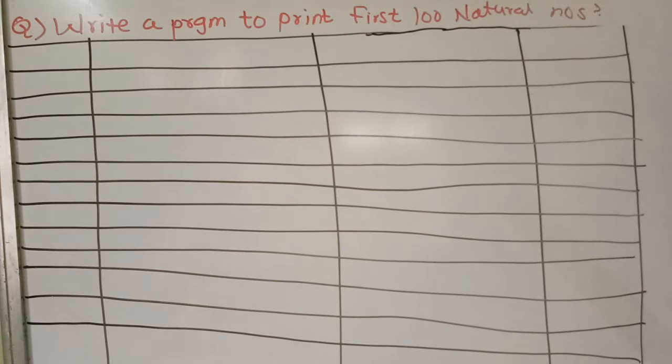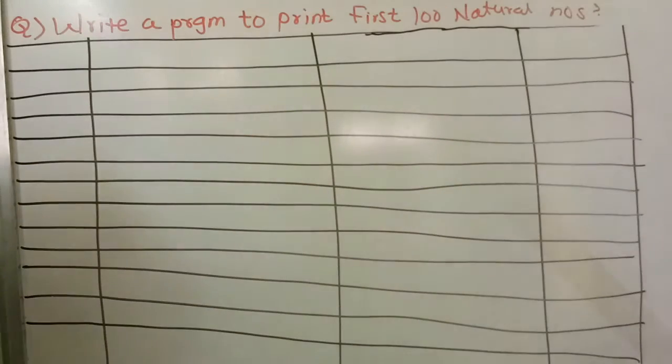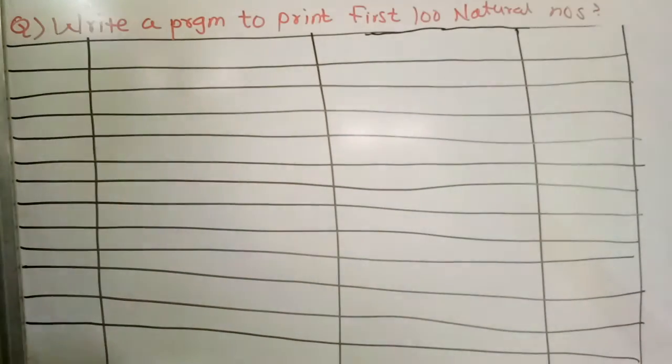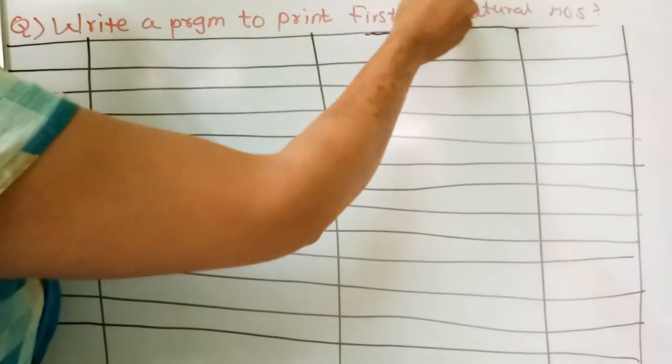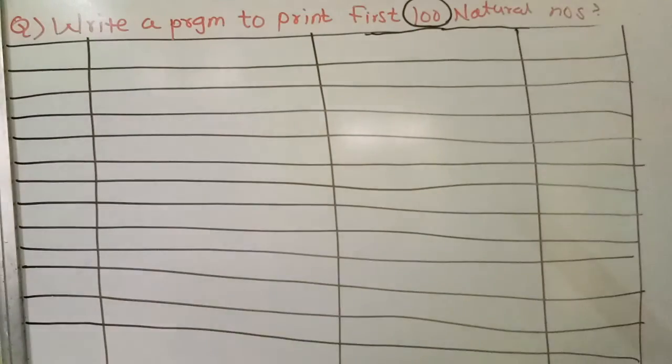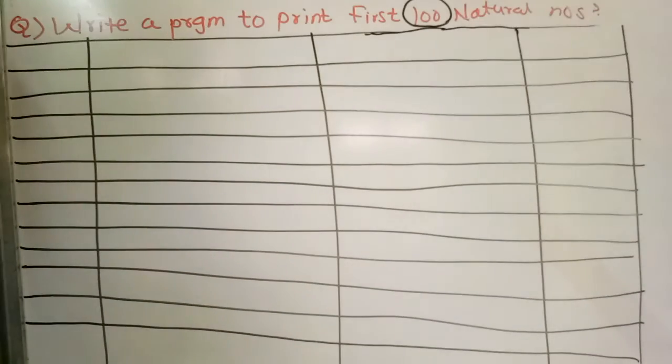In this video, we will study how to write an assembly language program for a particular statement. For that, we will take one example: write a program to print the first 100 natural numbers. We have to think about this problem like a typical programming problem, but we have to implement it in terms of an assembly language program.